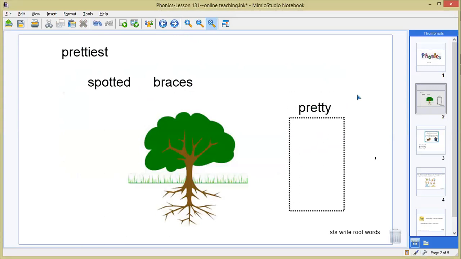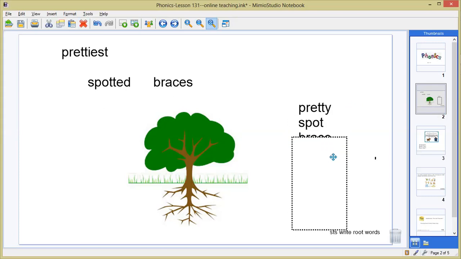All right, guys, you should have written pretty, P-R-E-T-T-Y. Remember that if a root word ends with a Y and there's a consonant before it, you need to change the Y to I and add your suffix if your suffix begins with a vowel.